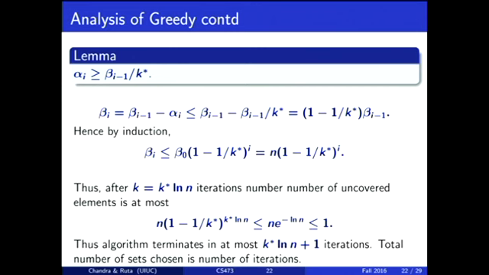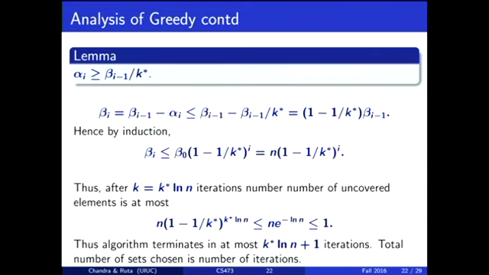It is saying we make progress at the rate of 1 minus 1 over k star in a relative sense. We are cutting the deficit down by a factor of 1 minus 1 over k star. So if you have a big deficit, the actual cutting down is going to be large, because it's a relative fraction. The same relative fraction. This is not changing, right? This is the same factor.